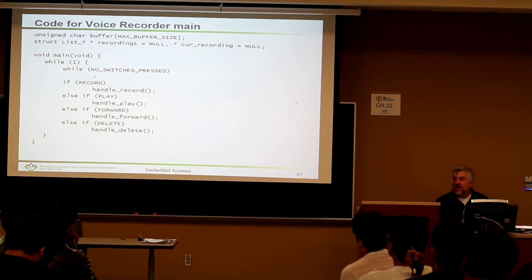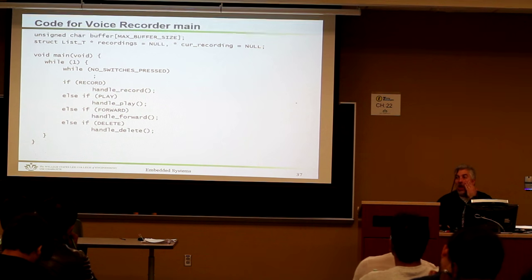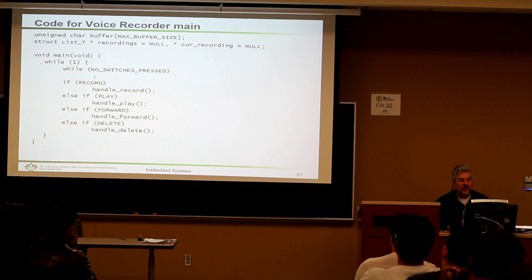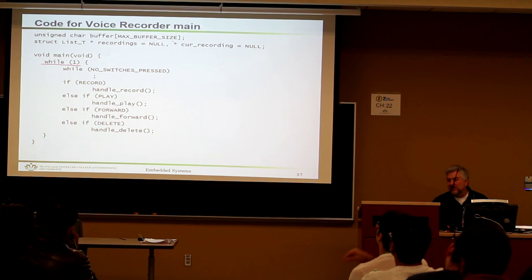So here's my base code. Here's my main, and I know this is an embedded system. Why? While one. There we go. So we have a while one in there. It turns out that our max buffer size is going to be something, right?